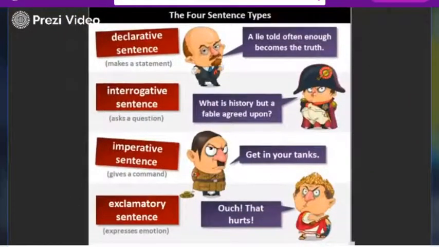There are some examples that are going to help you with this one. Declarative sentence. A lie told often enough becomes the truth. Interrogative. What is history but a fable agreed upon? Imperative. Get in your tanks. Exclamatory sentence. Ouch! That hurts.